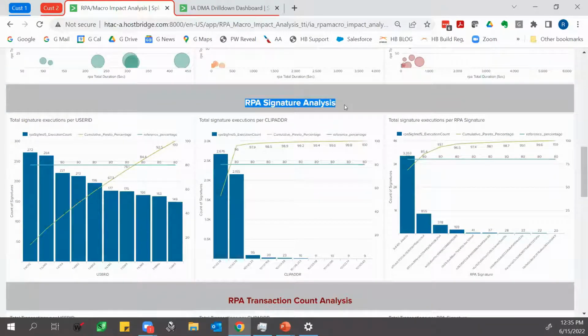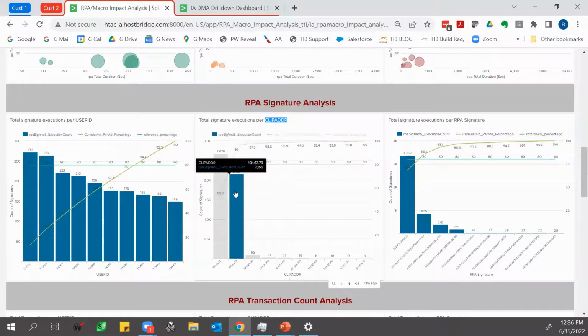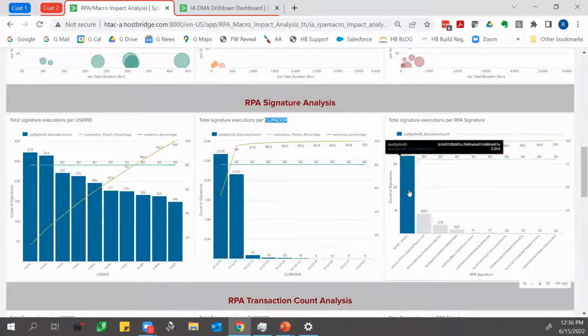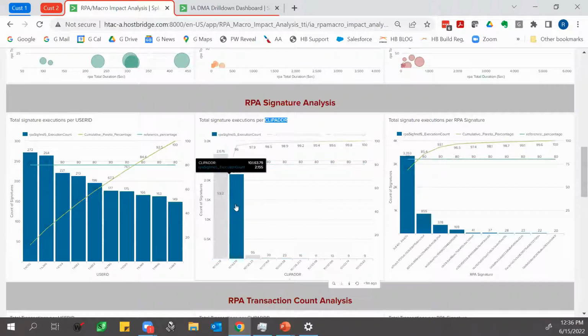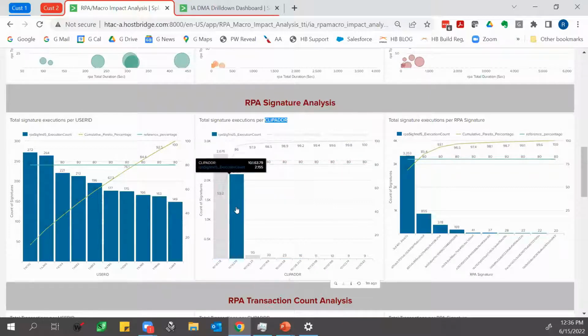So we look at the RPA signature analysis panel, and we say, we'd like to see the total signatures per client IP address. Well, look at that. There are only 2 IP addresses. Just the first one almost gets you to the 80% level, but there are only 2 meaningful IP addresses driving this workload. And in fact, if you look at total executions per signature, there is one signature coming from those two endpoints that is driving everything.